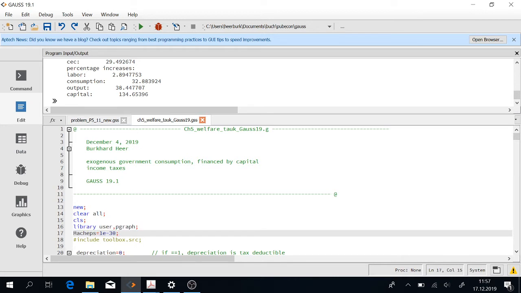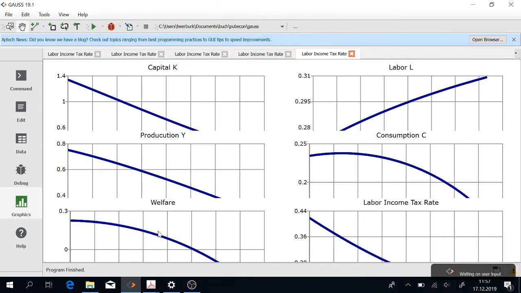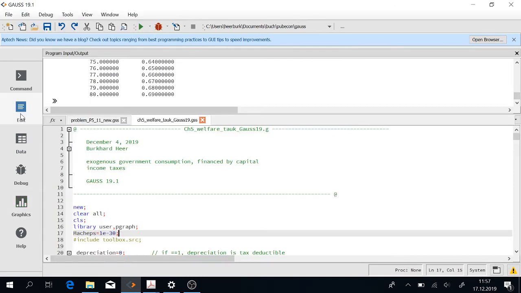So let's run the program, Control R, and the program works fine. You should see the display of the solution, and let's get back from the graphics to the editor.